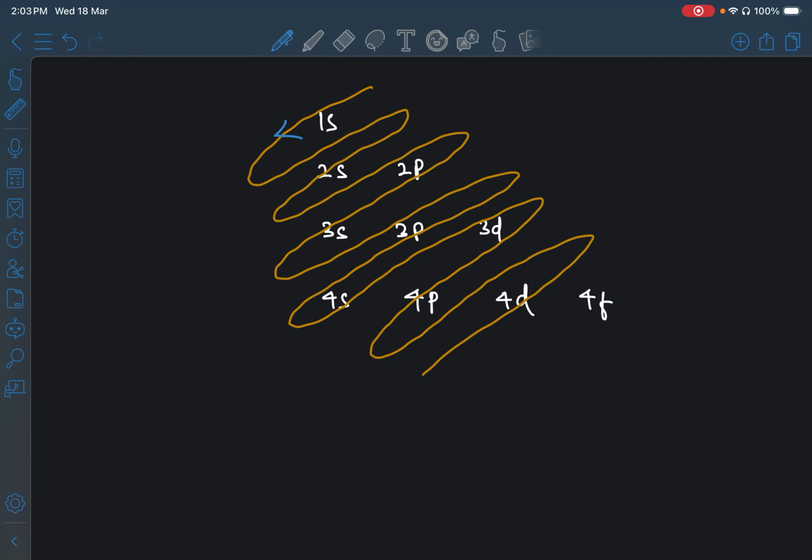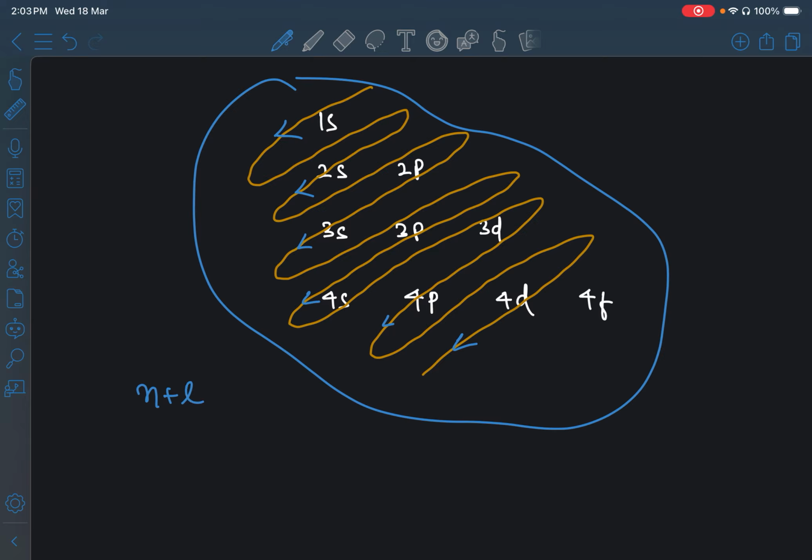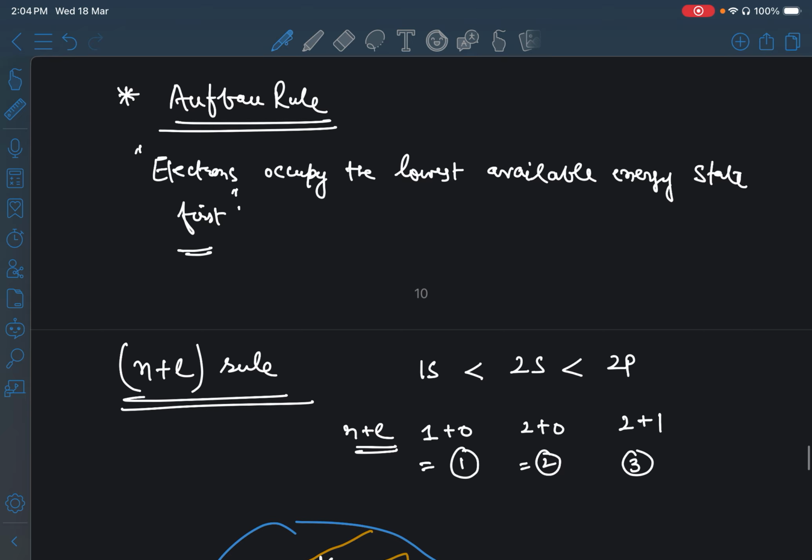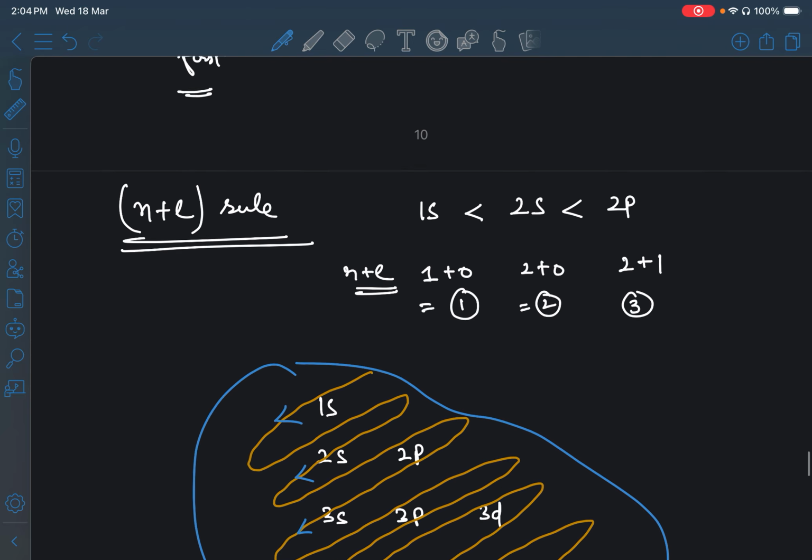This is 1s, then you have to get 2s, then 2p, 3s, then 3p, 4s, then 3d, 4p, and then 4d. This is how we can get these energy levels, right? So you can also verify these energy levels as per the n plus L rule. Very, very important rule for energy levels of orbitals. Accordingly you can fill the electrons in these orbitals. We can take some examples after we see all these three rules.